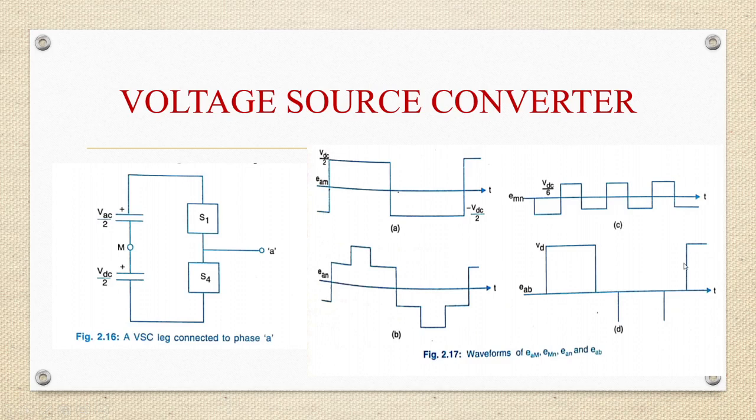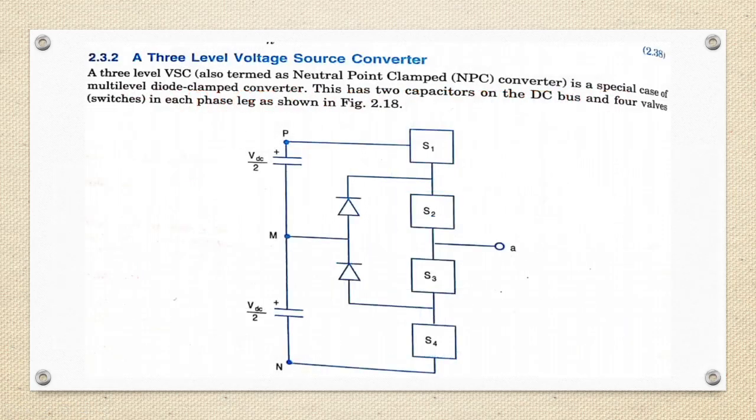The phase-to-phase voltage EAB does not contain zero sequence components, and its waveform will be as shown in the fourth figure. Both EAN and EAB will contain only harmonics of the order h equal to 6k plus or minus 1, where k is an integer. The peak value of the fundamental component of the injected voltage will be given by 4 by pi times VDC by 2, or it is equal to root 2 into 0.90 VDC by 2.